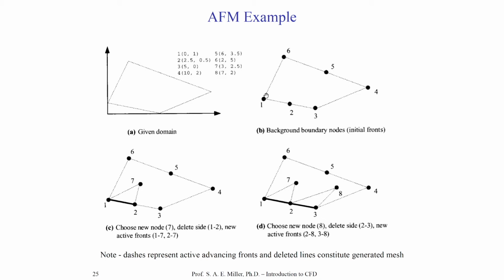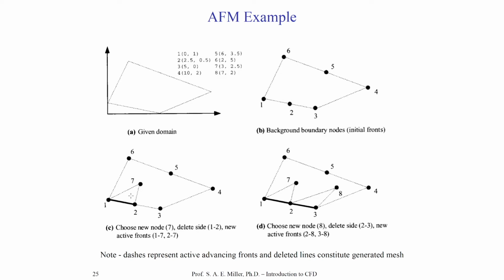So the initial front in the advancing method will define it as the connectivity of the original discretization from 1 to 2, 2 to 3, 3 to 4, 4 to 5, 5 to 6, and 6 to 1. And we'll start advancing the front of 1 to 2 because, of course, it's the first element in the connectivity list. And we will simply choose to place a node in the domain at some distance away from the wall.